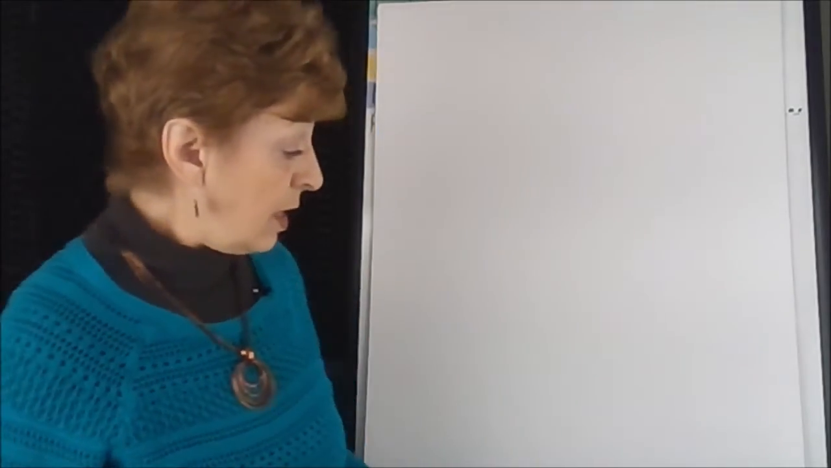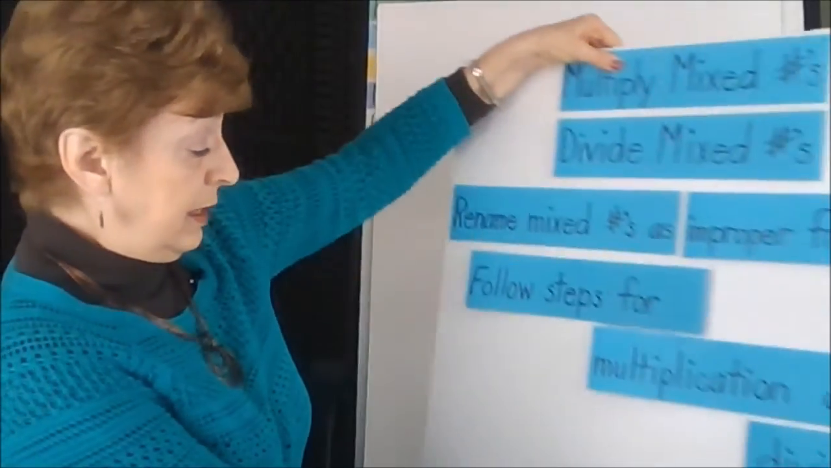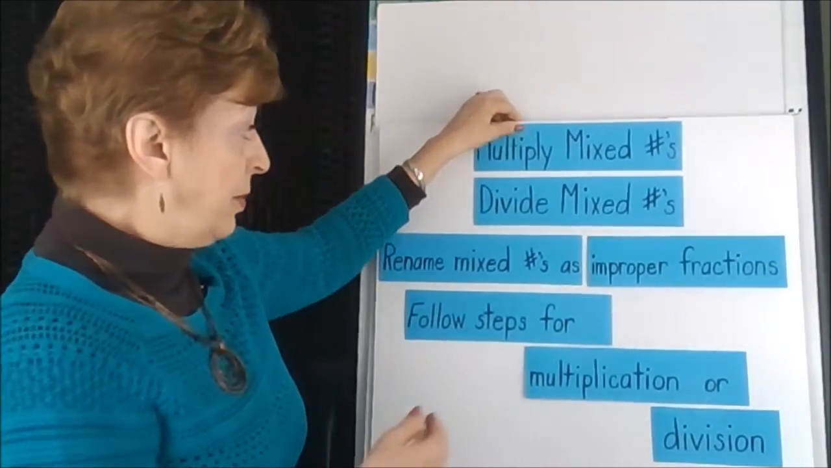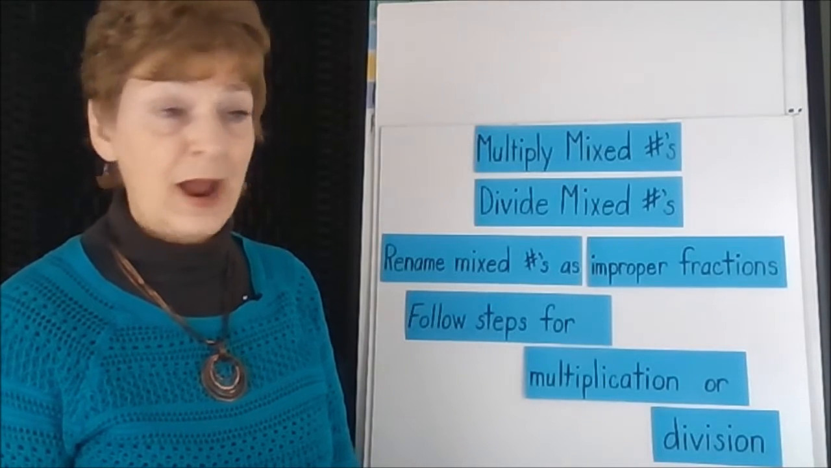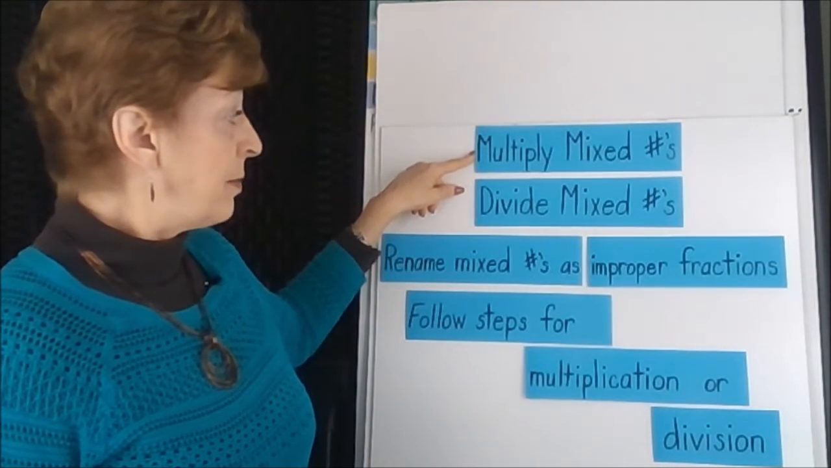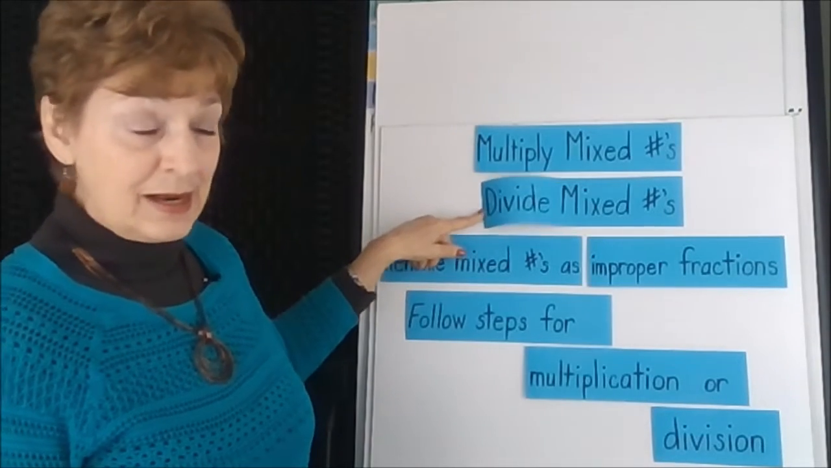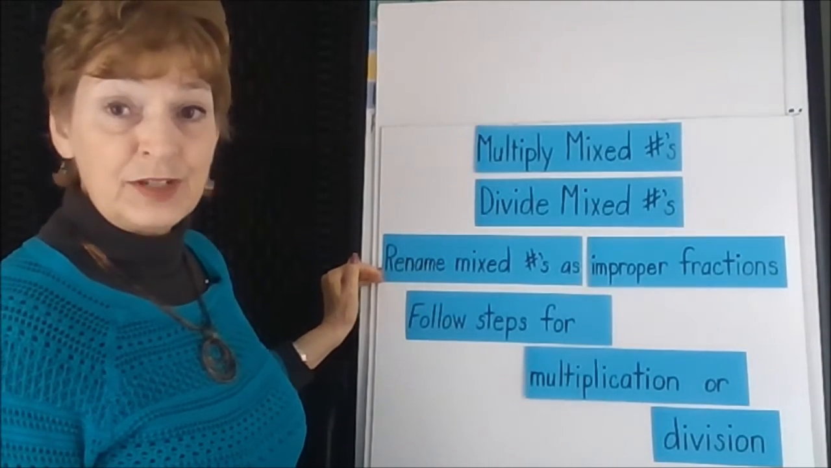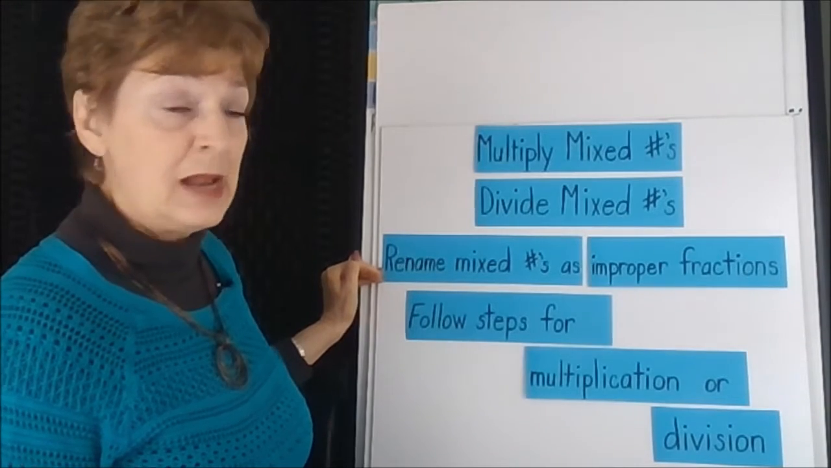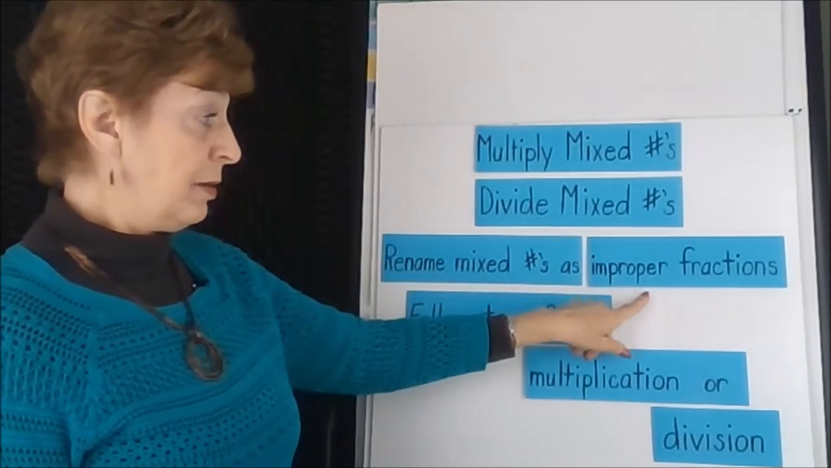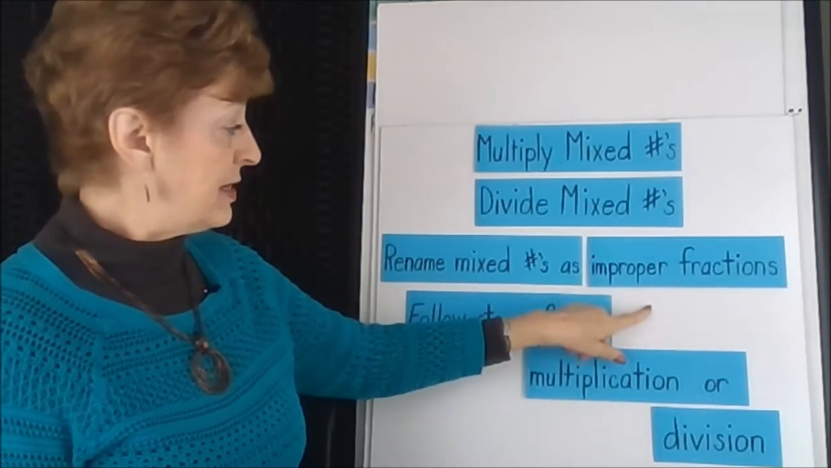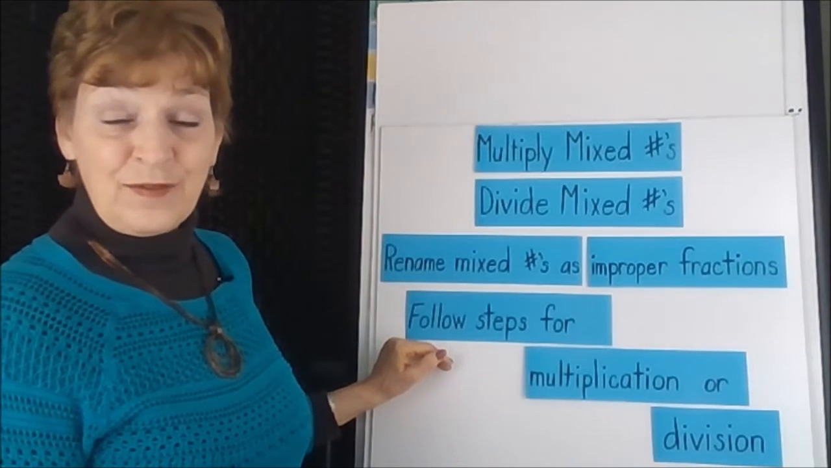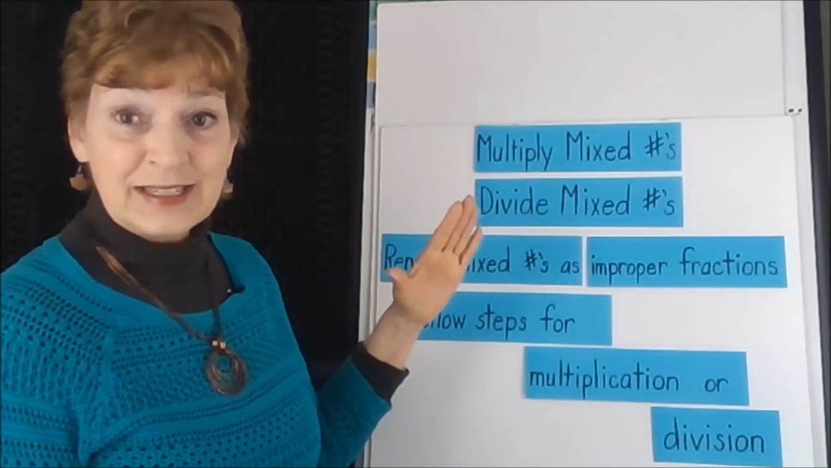We're pretty much coming into the home front on this then. All we have to do now is learn how to work with numbers that are mixed numbers. That would be a whole number with a fraction. So when we're multiplying mixed numbers or dividing the mixed numbers, all we have to do is rename them, give them a different name, rename the mixed number as an improper fraction. That would be a fraction where the numerator is larger than the denominator. And then it's a free ride because we've already studied all the rest of it.